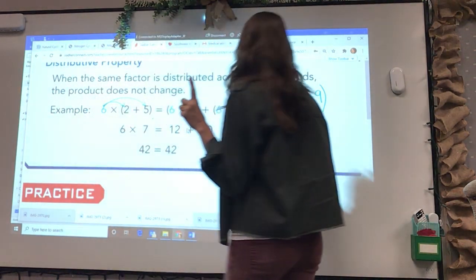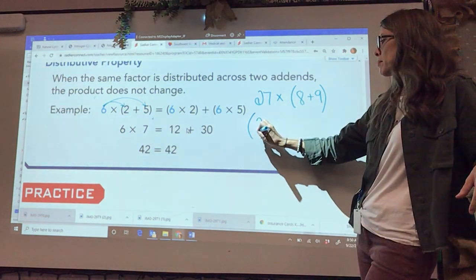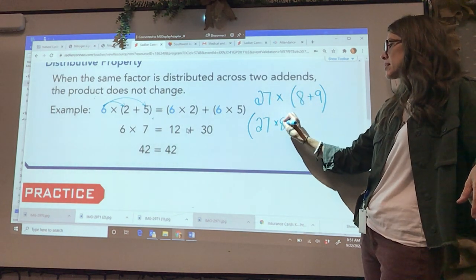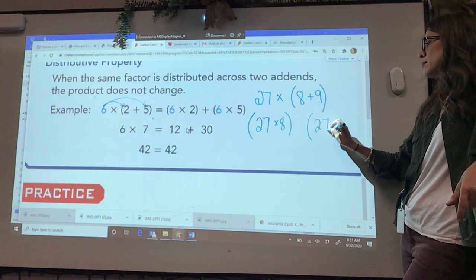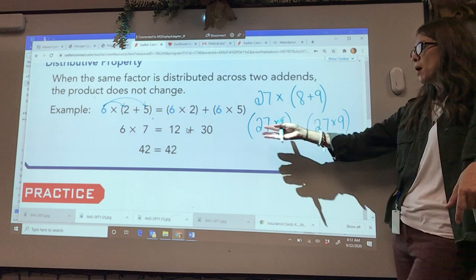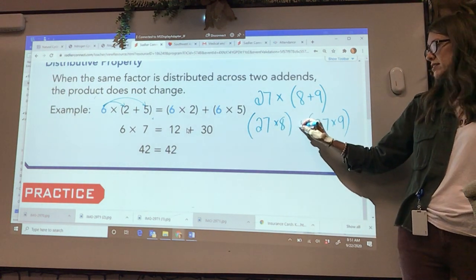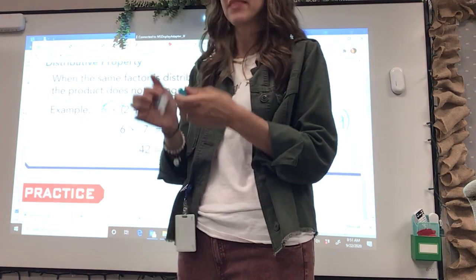So Kayla wrote this, guys. Look up here. This is what Kayla wrote. She's partially right, but would still get it wrong. She wrote 27 times 8 in parentheses, and then she wrote 27 times 9. She distributed the factor between both the addends. But now what do you do with those two things? Add them. You add them together. Okay? You were right there, Kayla. All right. Good job. I think you guys have it.